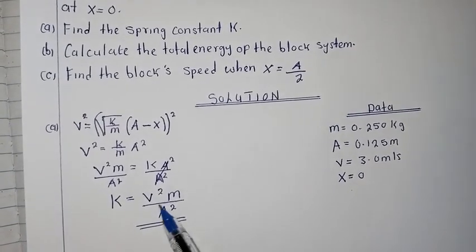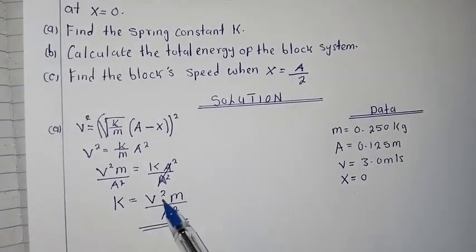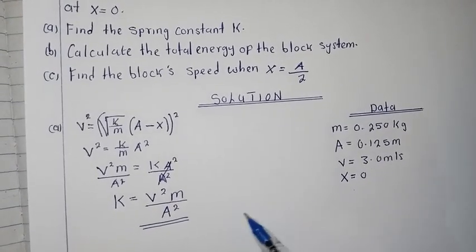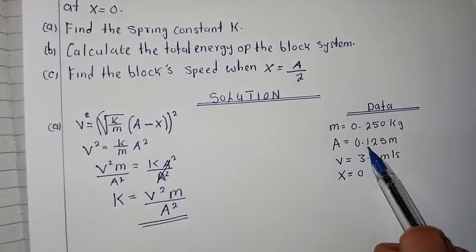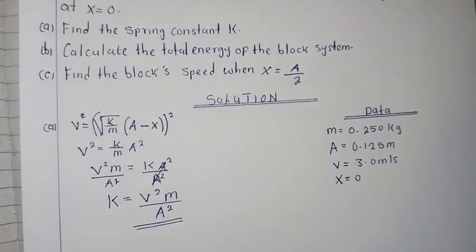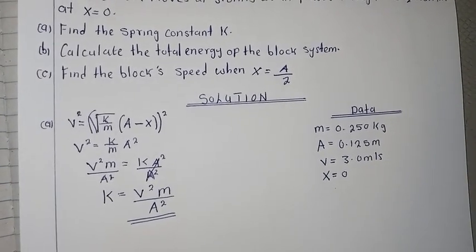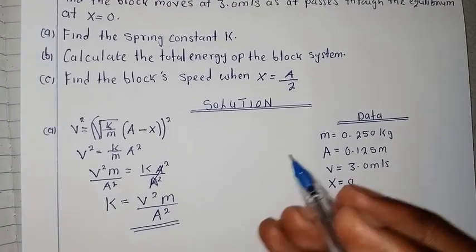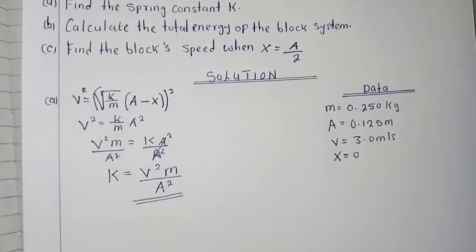So of course, our M is our mass here, our V is simply 3 meters per second, and our A is simply 0.125. That is our amplitude. Okay, the second question is asking us to calculate the total energy.